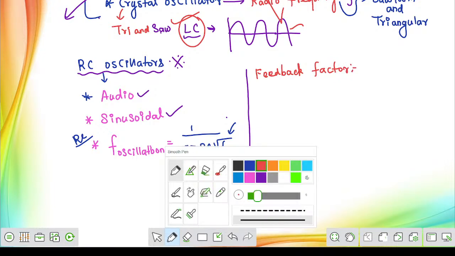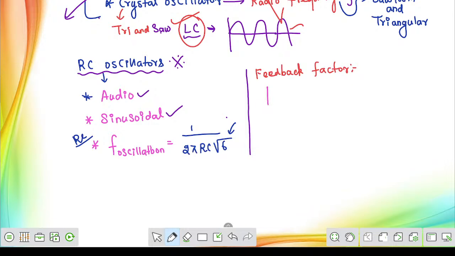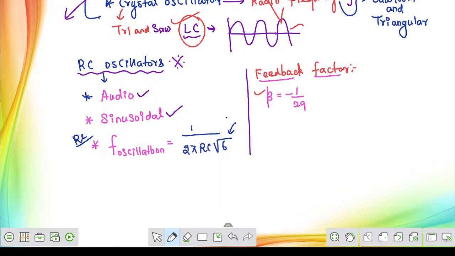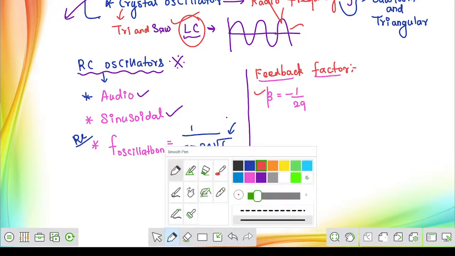Because it is already derived, the feedback factor is defined as beta for positive feedback in the RC phase shift oscillator. If you observe the value of beta, this is called the feedback factor, and this value is going to be minus 1 by 29. So the value of the feedback factor is minus 1 by 29. Sir, will they ask this question directly in the exam? No, they will not ask this question directly.